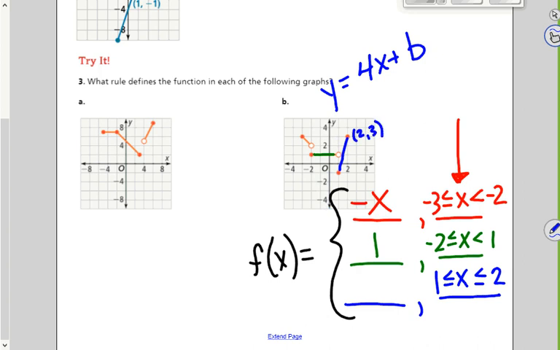Once you've identified the slope, you can put this 3 in for y, and you can put this 2 in for x, and solve for b. Use algebra. Use your algebra skills. 4 times 2 is 8. When you subtract 8 from both sides, you confirm that your b value is -5.